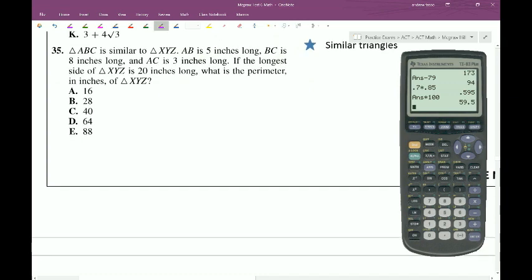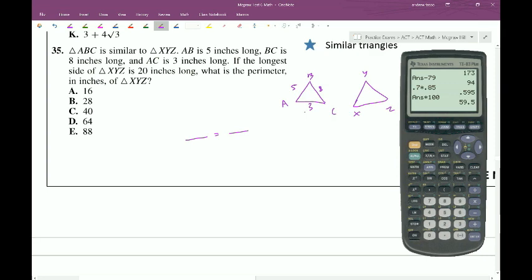Triangle ABC is similar to XYZ, so that means it's going to be a proportion. AB is 5 inches long, BC is 8 inches long. So if you want, you could draw it out, ABC, and then you could draw XYZ. Okay. AB is 5. Notice I did it in the same way, ABC, XYZ. So AB is 5, BC is 8, alright, and AC is 3.